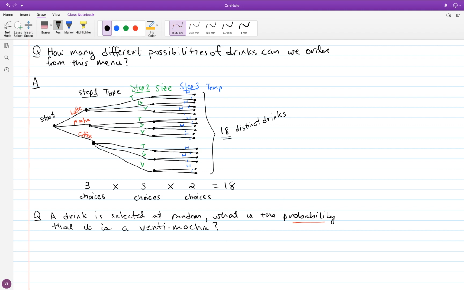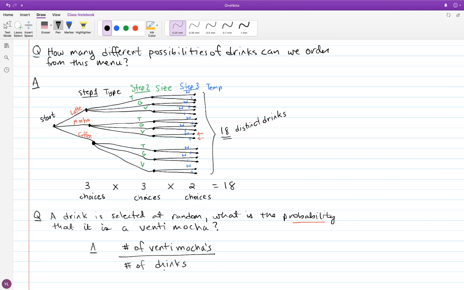So let's just think about it. How many different venti mochas are there in this tree? There's a hot venti mocha, right here, yeah. So a hot venti mocha or an iced venti mocha. And all the other drinks are neither venti nor mocha. So what's the probability if someone grabs one of these at random, it's going to be one of those? Well, that's simply going to be the number of venti mochas that there are, which I think is 2, divided by the total number of drinks that there are, which is 18.